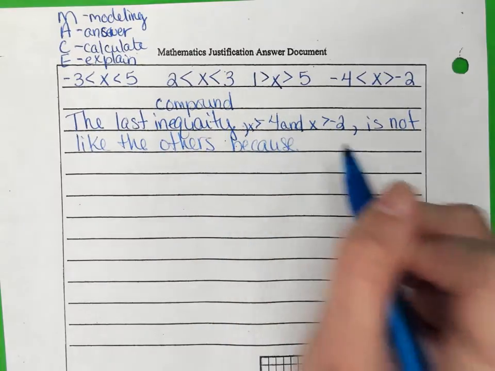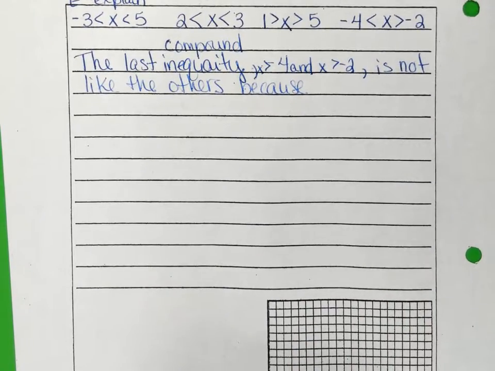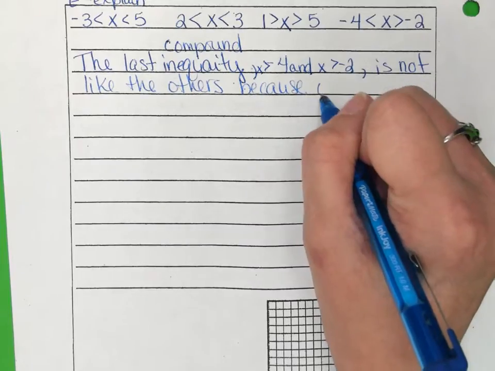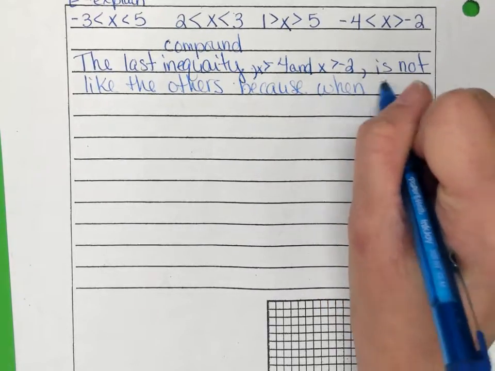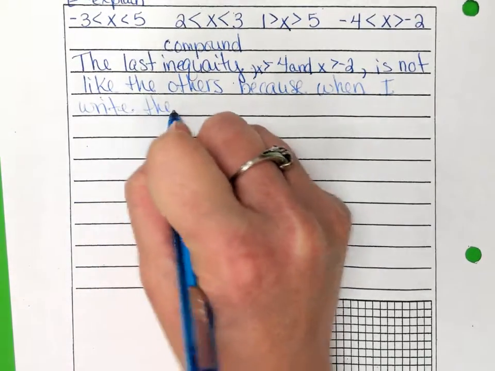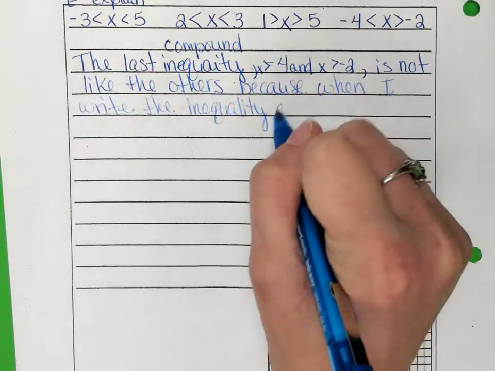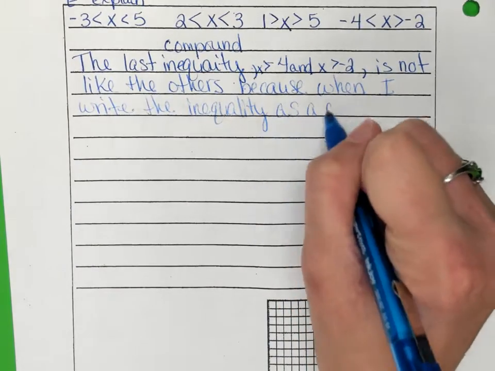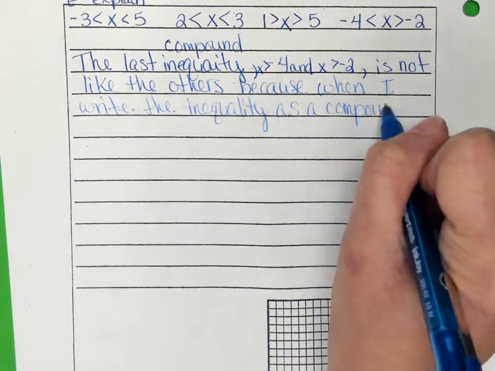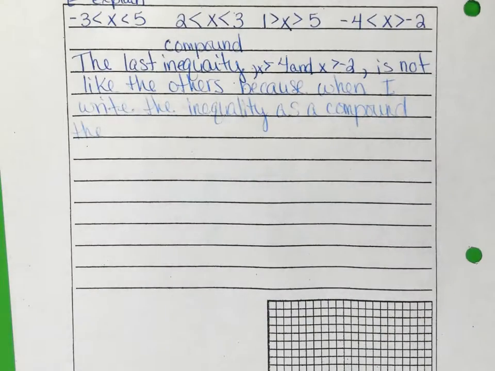Because why? Okay, because when I write the inequality as a compound, what'd you say, Dee? The arrows what? Do not correspond. The arrows do not correspond? My pen's right out.